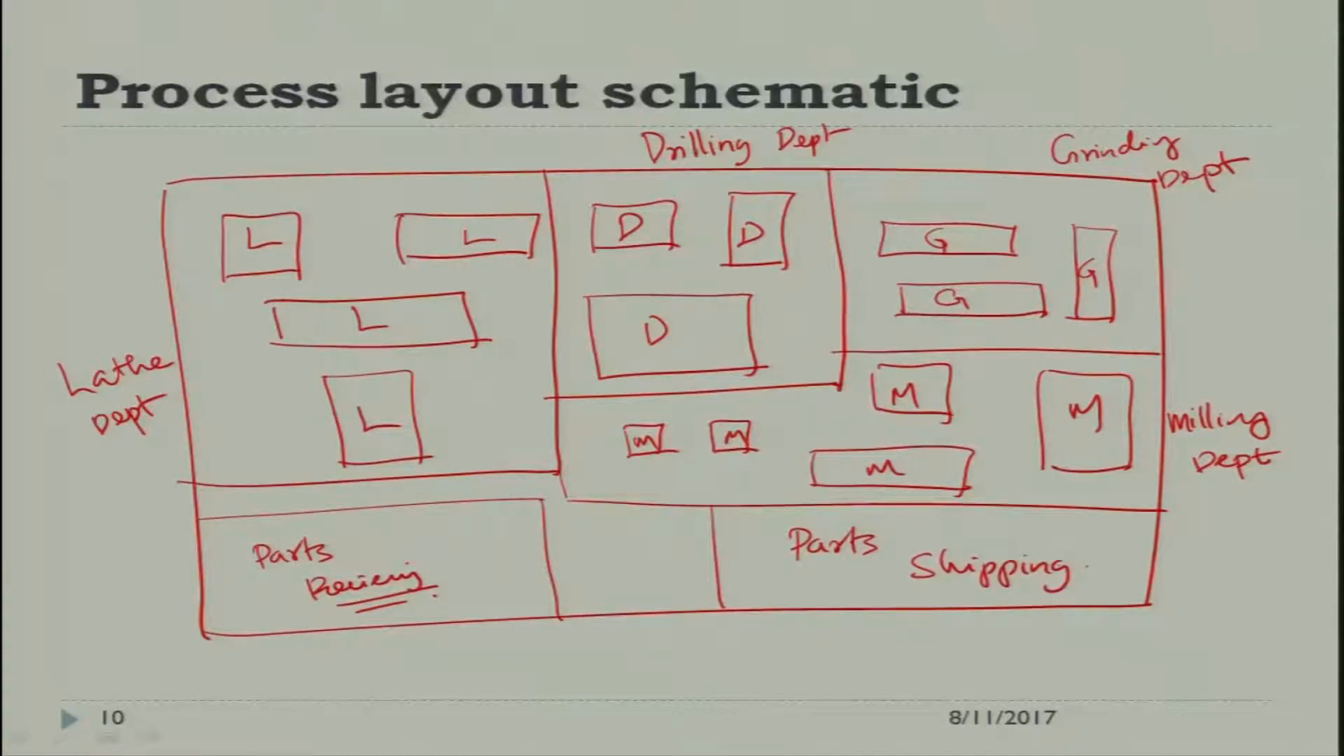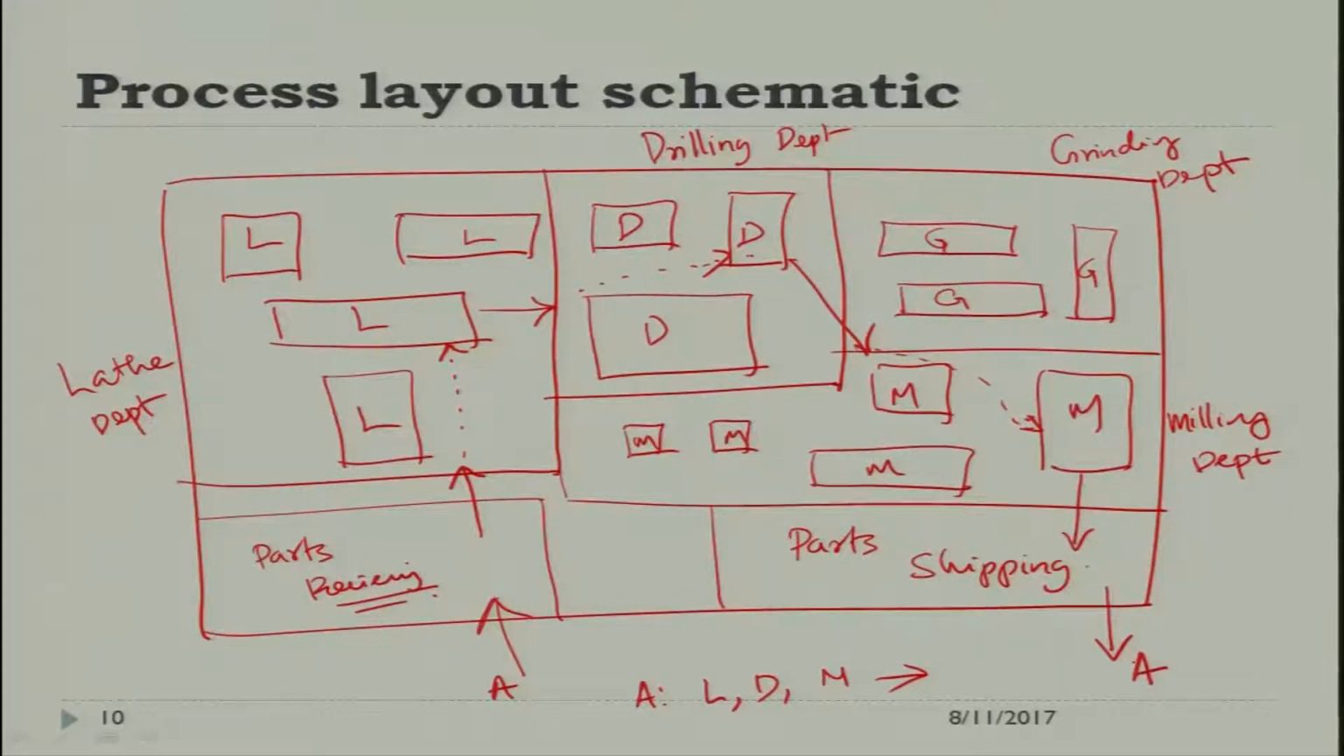So, if you track a raw material that is coming in, let us call this A, and say A requires a lathe, a drill and a mill, and it gets out. Then A will come here, then go to the lathe department. It might be assigned to this particular machine. From there it has to go to the drill department, let us say it is assigned to this particular drill. Then it will come to the milling department, let us say it is assigned to this milling machine, and from there it goes to the part shipping, and then it will get shipped out. So, A will travel this way.